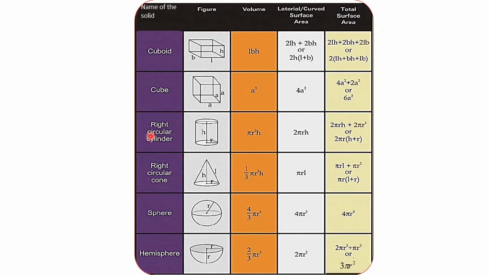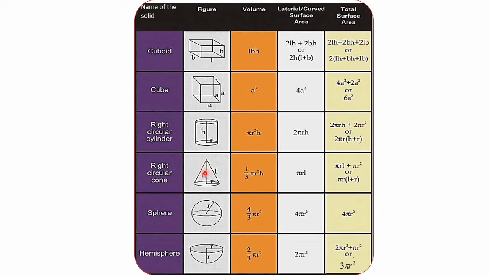Next is a right circular cylinder. The height of the cylinder is represented by the letter H and the radius is represented by the letter R. Then the volume is pi r square H. Lateral surface area is 2 pi r H and the total surface area is 2 pi r into H plus R.